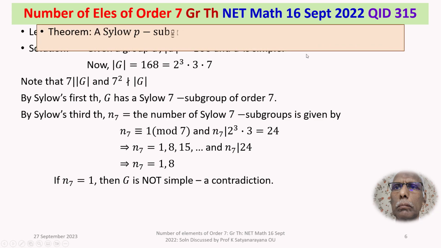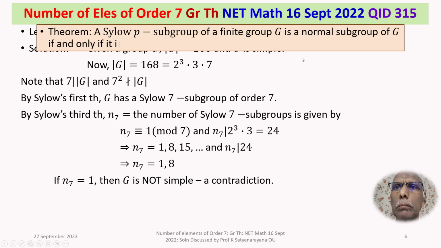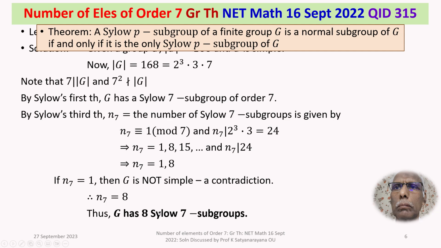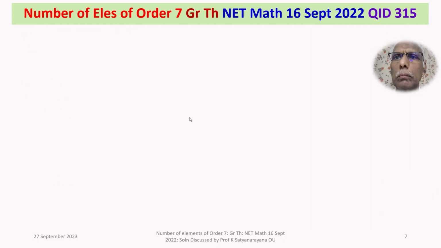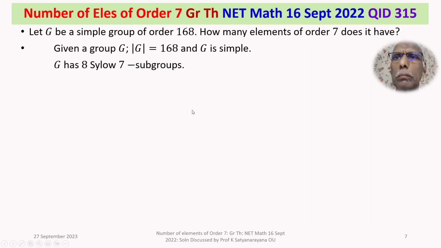The reason is written here. That is, if it is only one, then it is normal. When it is non-trivial normal, it is not simple. So, therefore, n7 is equal to 1 is not possible. Therefore, n7 is equal to 8. So, this proves G has 8 Sylow 7 subgroups of order 7. We continue in the next slide. That's what we have done so far.